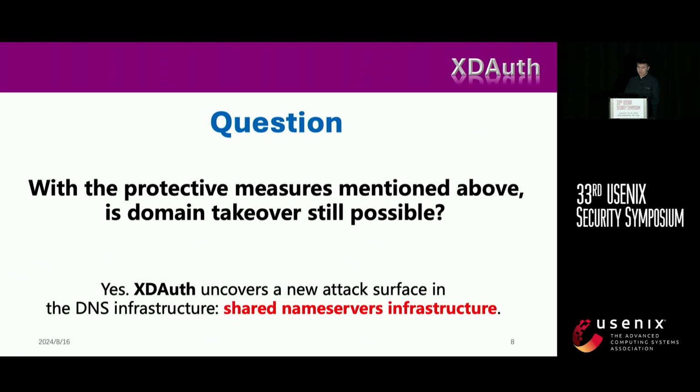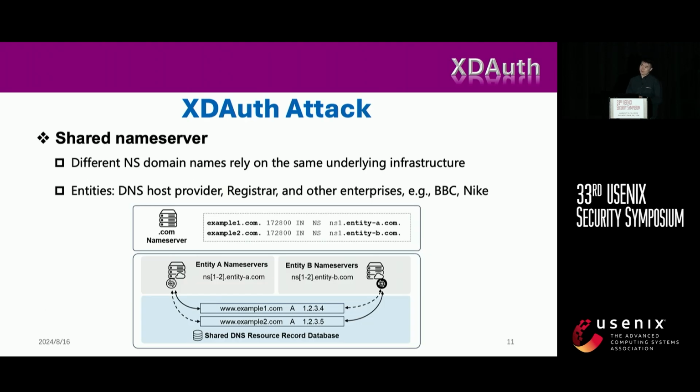The XD-auth attack exploits an emergent practical choice called shared infrastructure. What shared DNS infrastructure means is that though under different companies and different apex domains, authoritative servers behind different entities might be the same. Like in this example, two separate domain names are delegated to authoritative servers of two different DNS hosting platforms, and we call them entity A and entity B here. However, the authoritative name servers like ns1.entitya.com and ns1.entityb.com actually point to the same IP address. That means entity A and entity B are actually sharing.